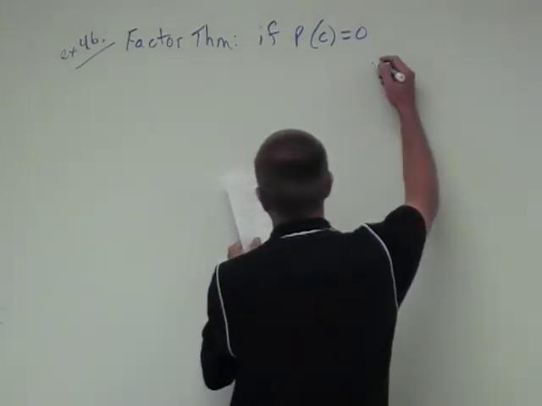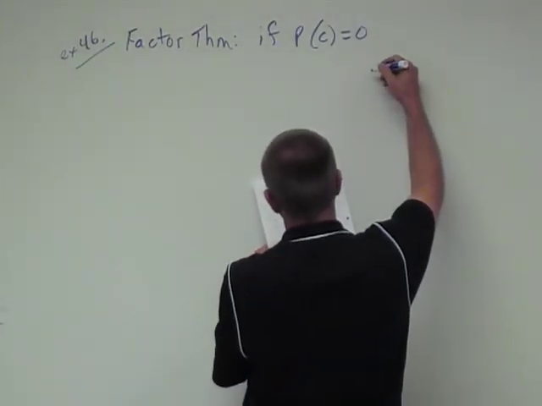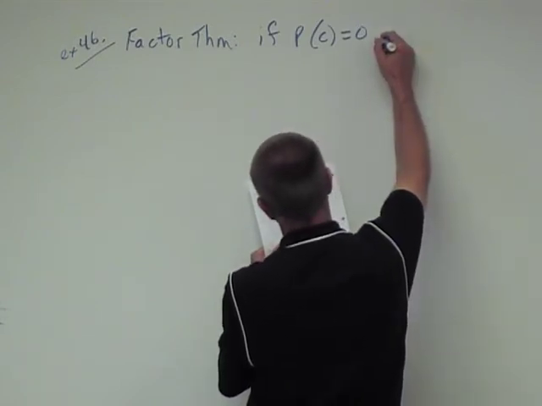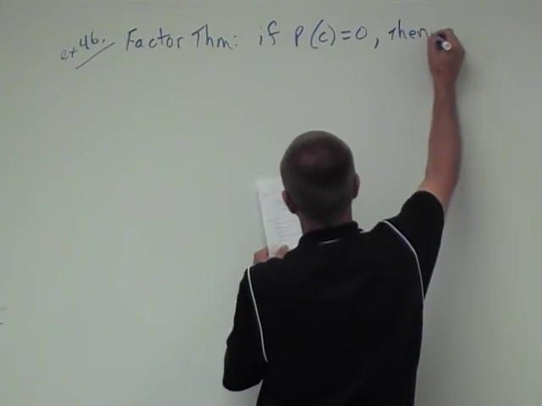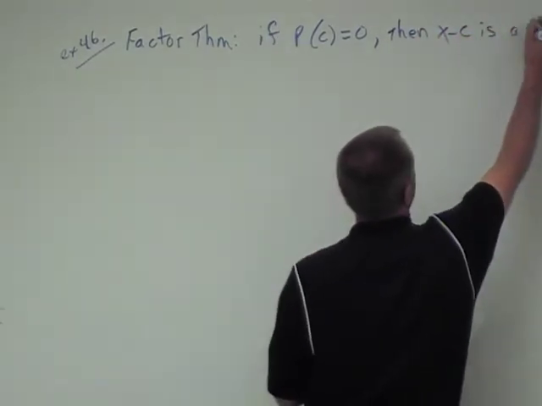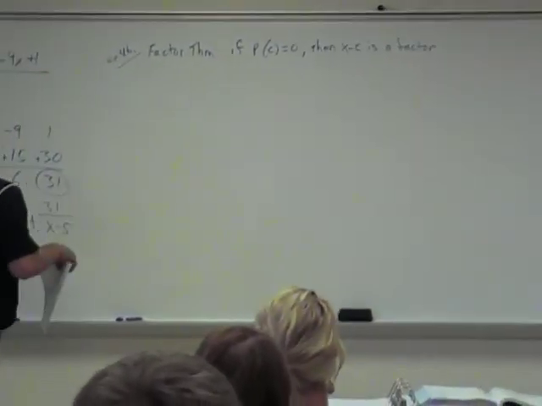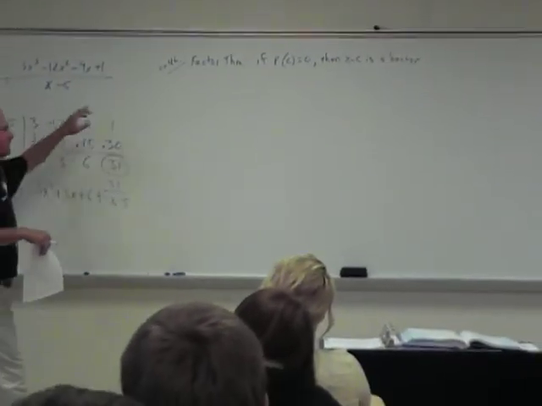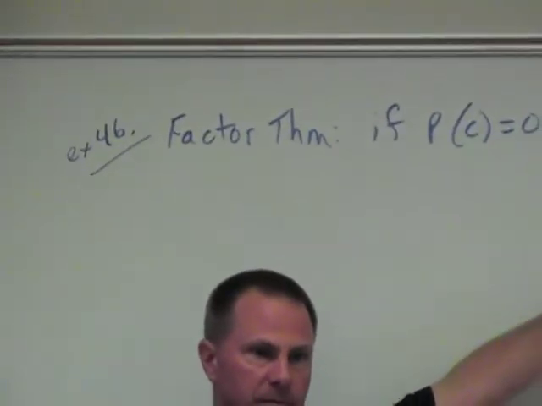Alright, so if P of C equals 0, then x minus C is a factor. That's what we just got done saying. If I plug in 5 for x, and I get 0 for my remainder, then x minus 5 was a factor. That's what the factor theorem is saying. Alright? So first let's do this.